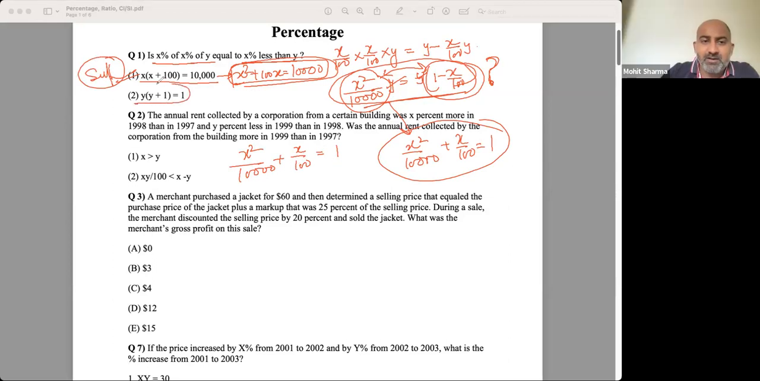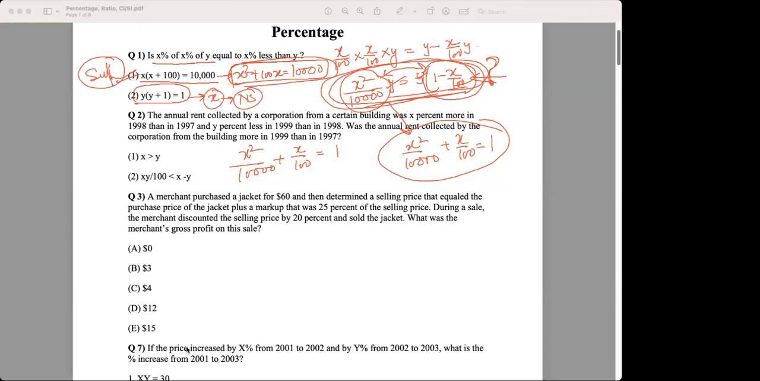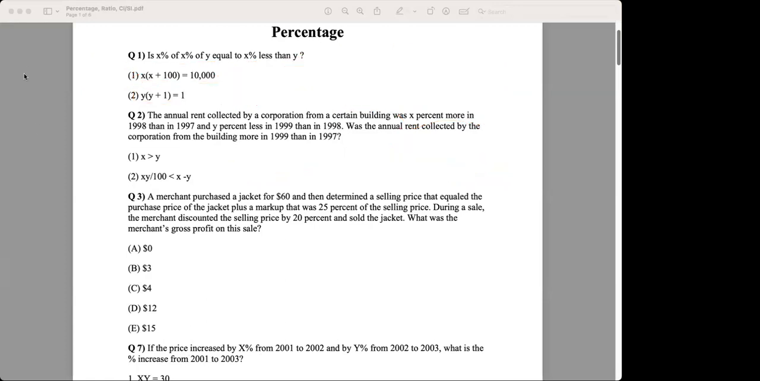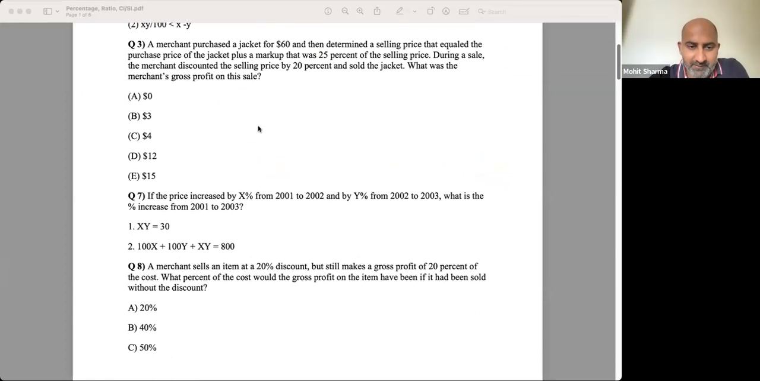Second one doesn't tell me anything about X. And if you see, the final expression is all about X. There is no single Y here. So clearly this is not sufficient. We need information about X, not about anything else. Okay. So first is sufficient, second is not. So that was first, second, and third.